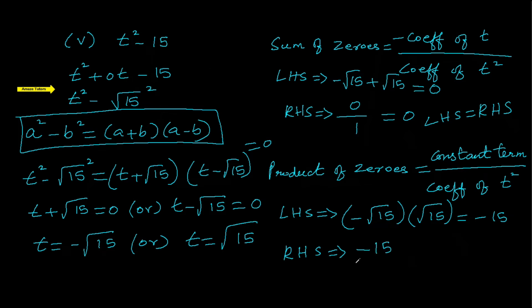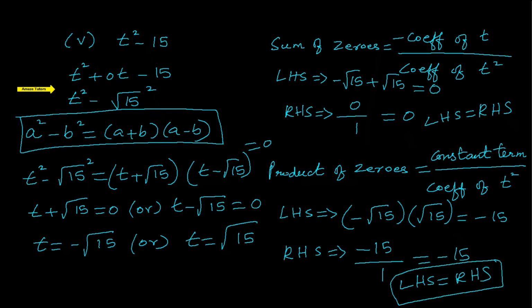Write that. Divided by coefficient of t squared is simply 1. What is negative 15 divided by 1? Simply negative 15. So again, LHS is equal to RHS. Hence, we verified the relationship between the zeros and the coefficients. I hope you understand how to factorize this given equation and solve for t.